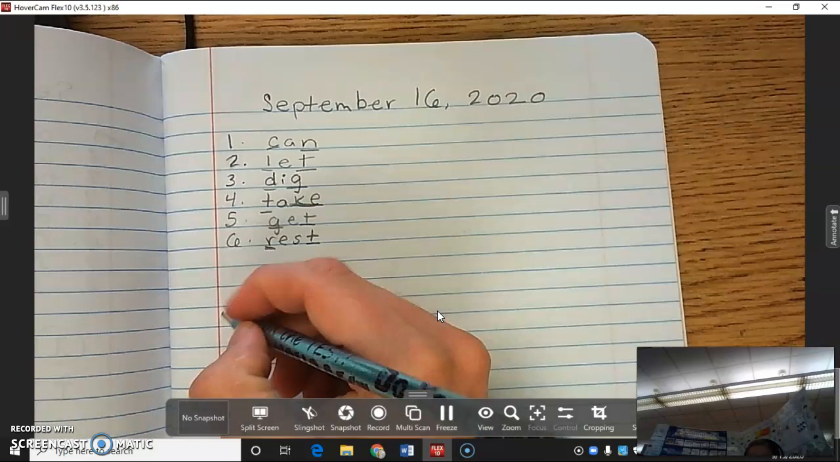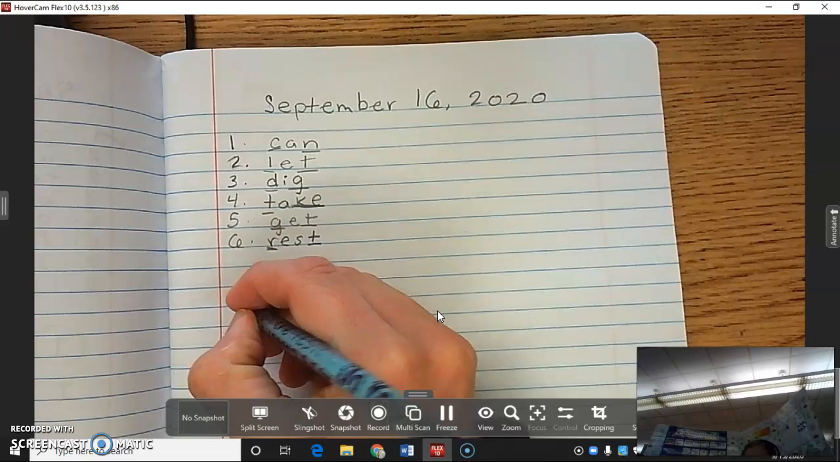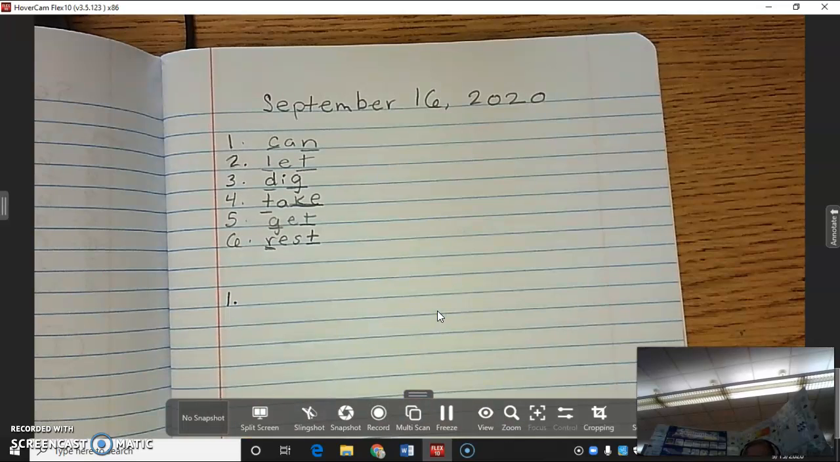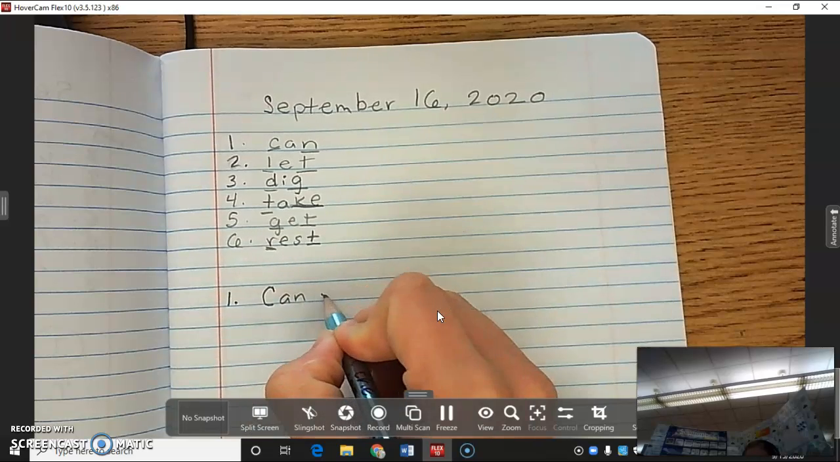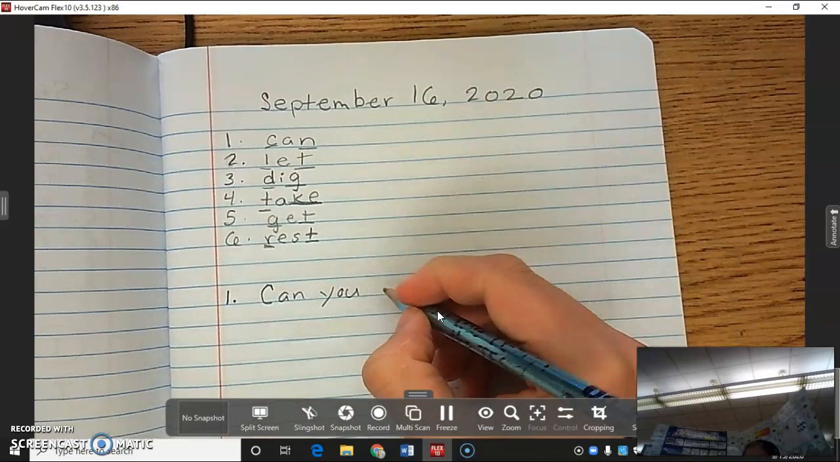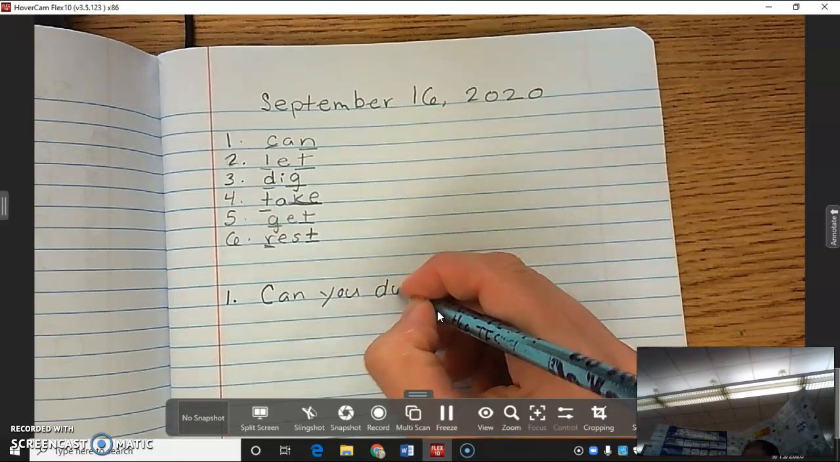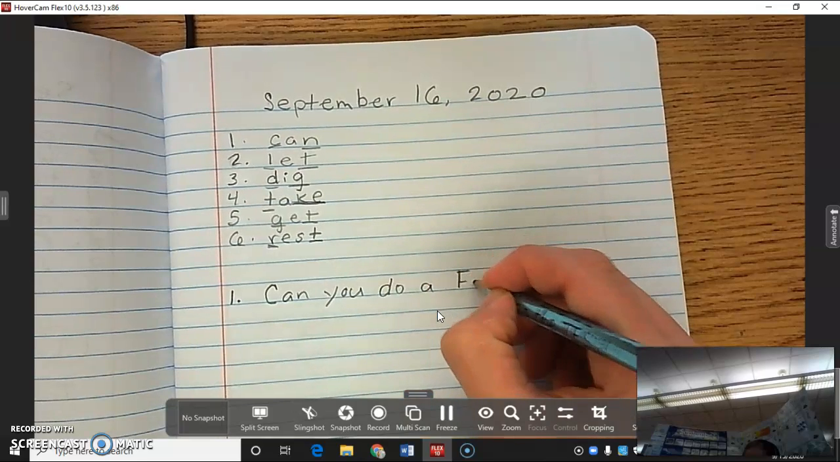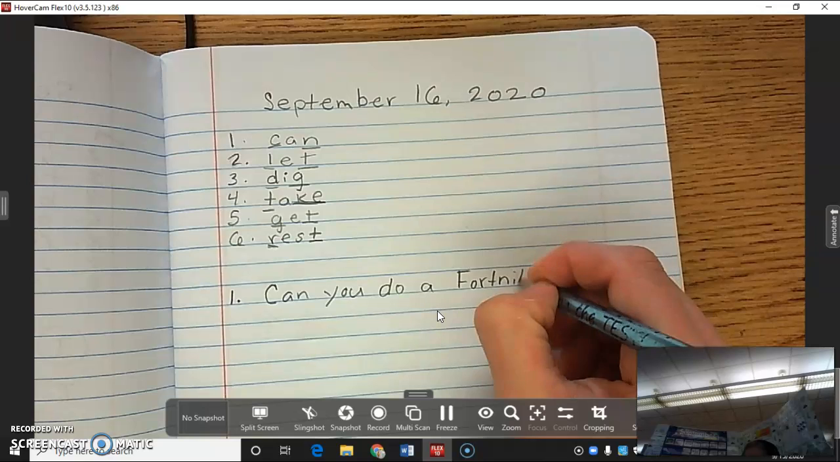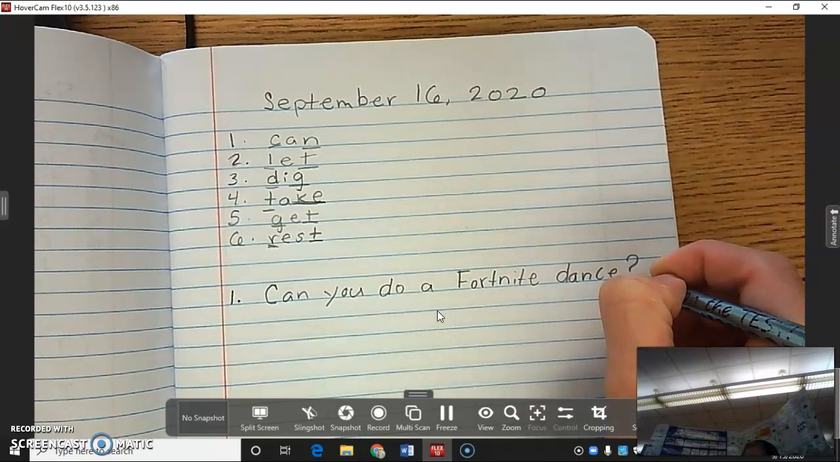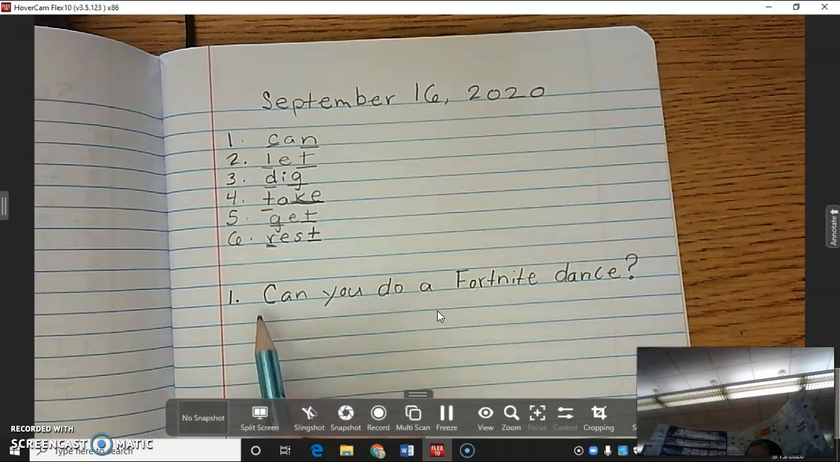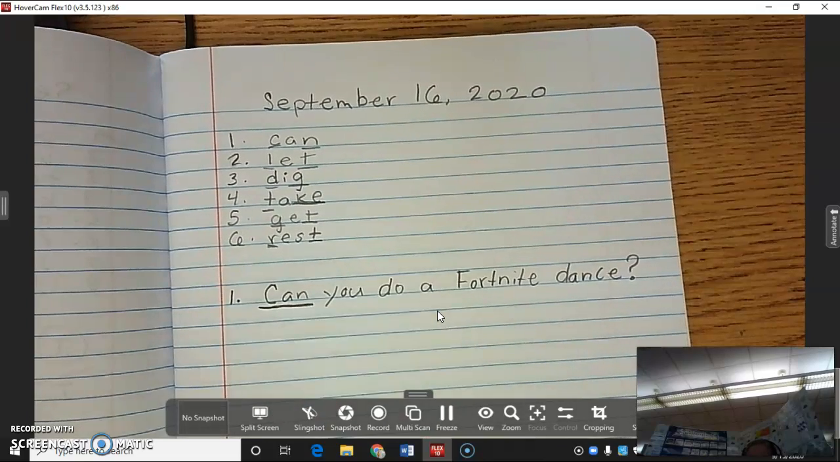You are going to write some sentences. So let's do number 1 is for can. Let's think of a sentence. I can write a question like, can you do a Fortnite dance? I'm going to put a question mark. Underline my spelling word can, and then you can check off that you did that one already.